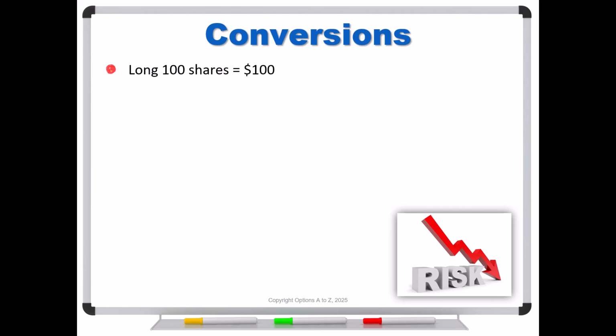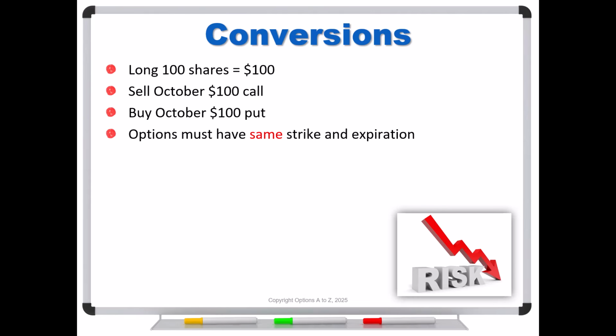And so if you are long 100 shares, let's say at $100, and you sell, let's say, the October 100 call, and then buy the October 100 put. So the options that you're using must have the same strike and the same expiration. And if we put these 3 positions on, stock, call, and put, we can see that we're dealing with a $100 strike, and that would be priced at the discounted rate relative to $100. So if we take $100 divided by 1 plus the risk-free rate, a 1-year conversion would be priced at $95.24.